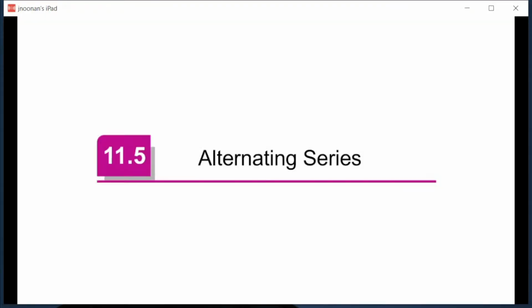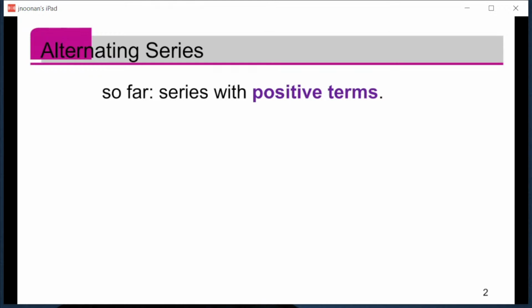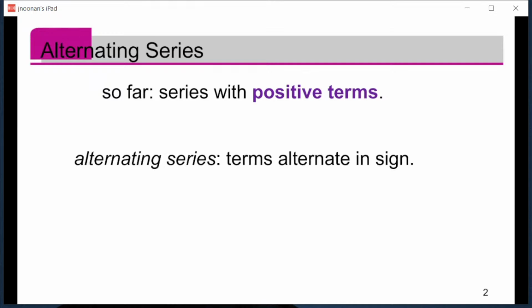Okay, what's an alternating series? An alternating series is a series where you have both positive and negative terms. So far, the series that we've been dealing with have just positive terms. Alternating series are series that alternate: positive, negative, positive, negative. Technically, we have had some of these.